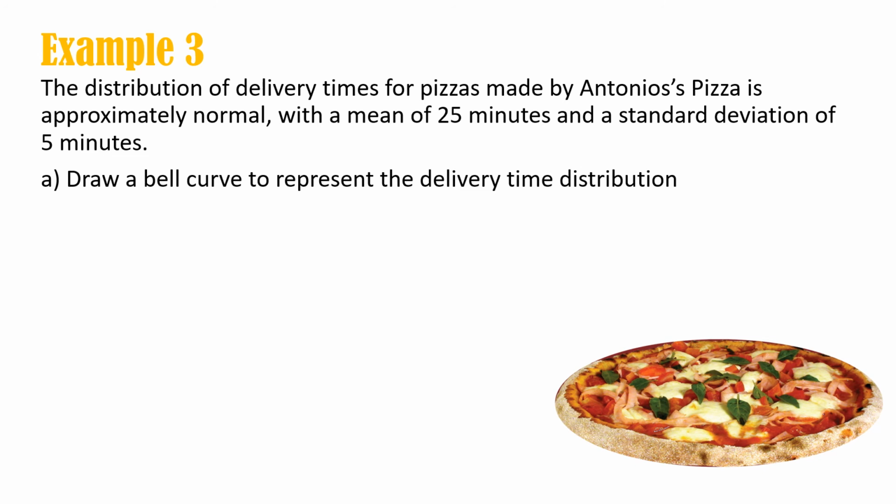So the first thing we want to do is draw a bell curve to represent the delivery time distribution. So when we come across that question, what we want to do is we draw ourselves that normal bell curve shape. But rather than just have mean and then 1 standard deviation, 2 standard deviations, we actually want to use the numbers. So in the middle of our bell curve, we are going to write 25.